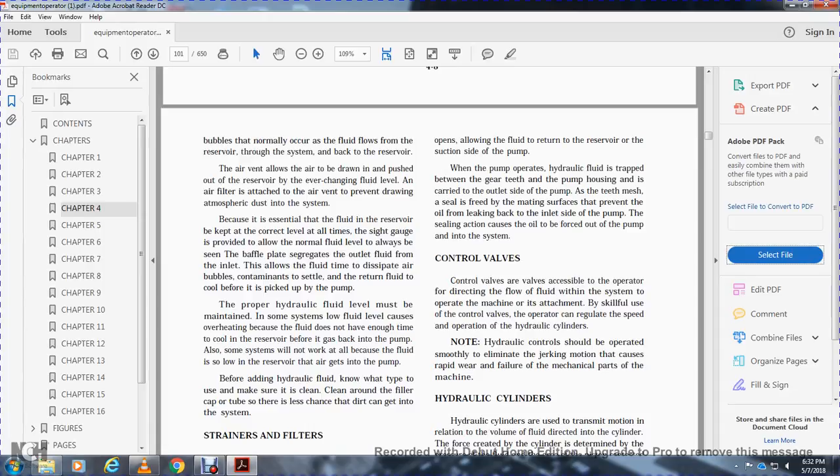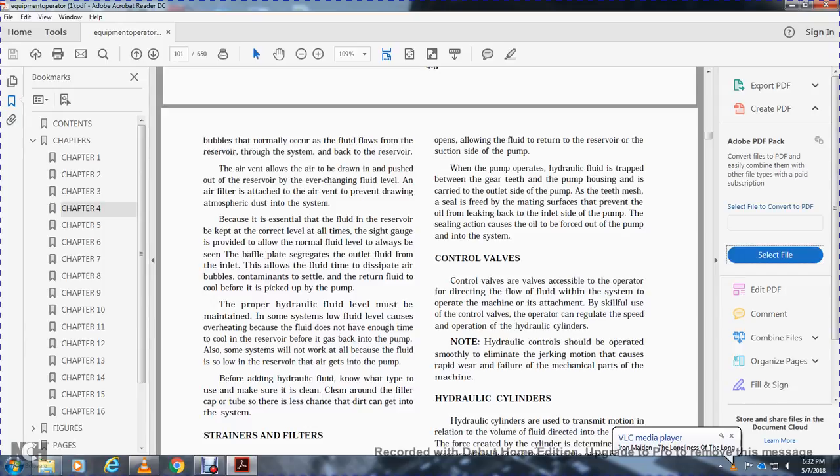Because it's essential for the fluid reservoir to keep the correct level at all times, a gauge is provided with the normal fluid level. The baffle plate separates the outlet fluid from the inlet fluid and allows the fluid to dissipate the air bubbles and contamination from the return fluid before the pickup of the pump. The proper hydraulic fluid level must be maintained.